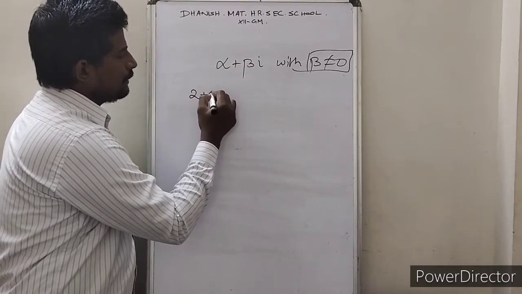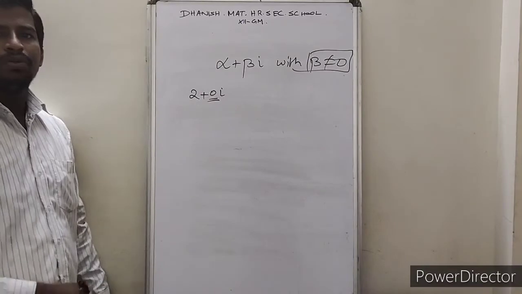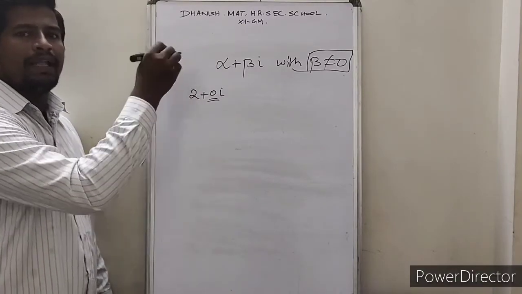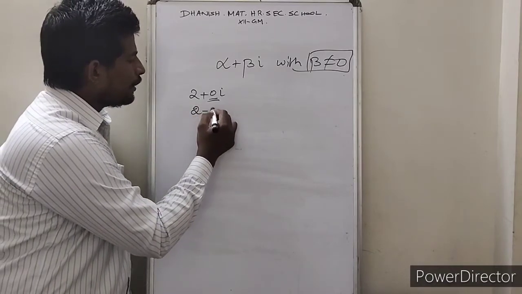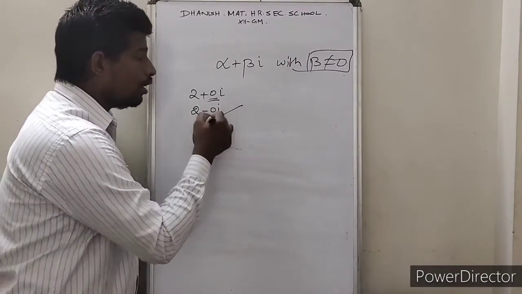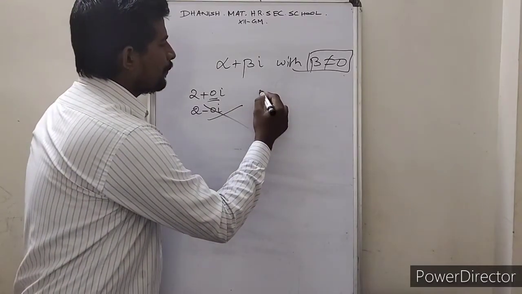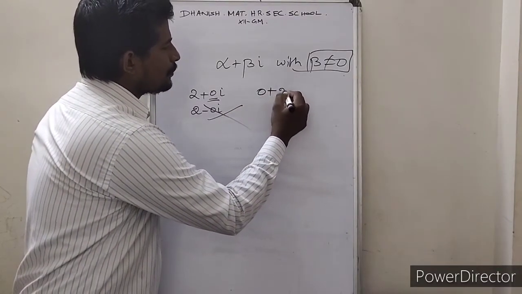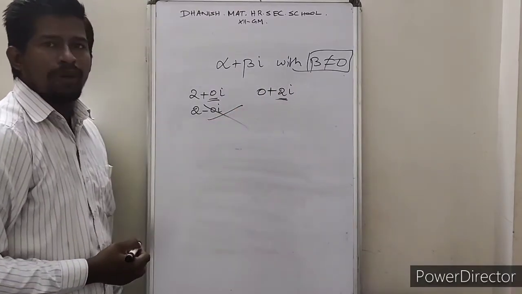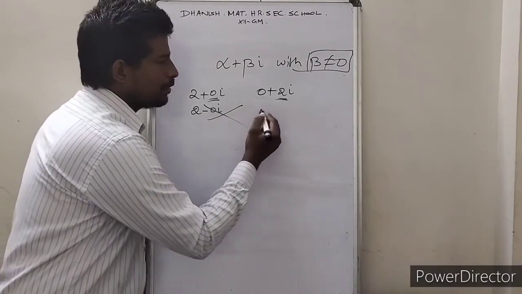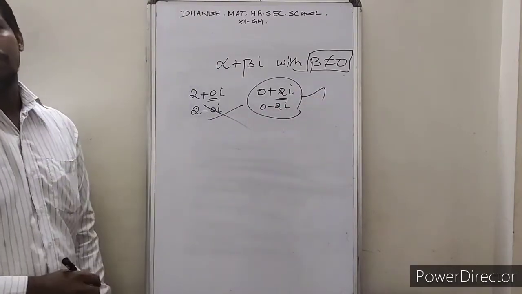2 plus 0i. Here our beta is 0. So here we cannot apply the theorem. Here we cannot conclude 2 minus 0i is also a root. Suppose if I have 0 plus 2i. Here our beta is a non-zero one. So here we can conclude 0 minus 2i is also a root.